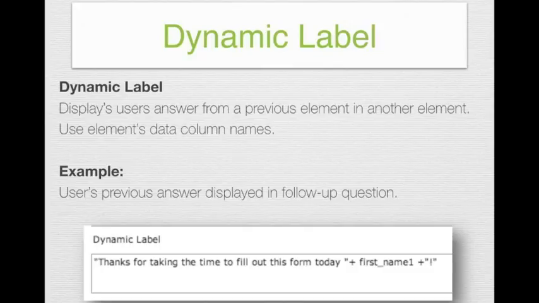And then you'll notice that I have the data column name of the person's first name in between. So that's where you're able to take their response for what they placed in the first name field and include that in another label after they filled out that question.